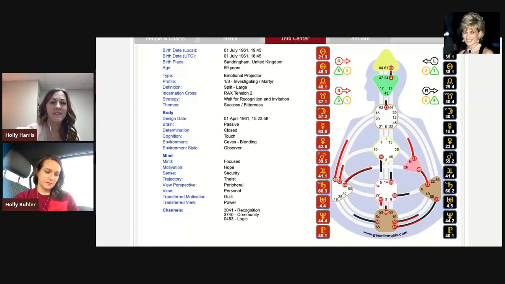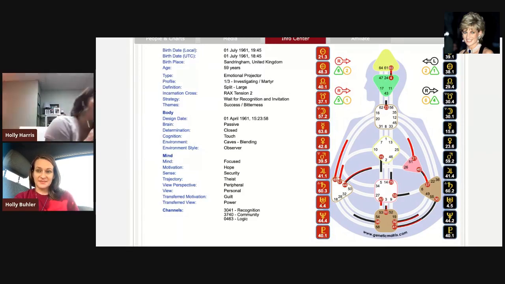And then she's got this gate 30 to 41, which is the channel of desire. And so she probably has this great desire to go out and experience life, and she can't. And the gate 41 is really interesting because that's the gate of fantasy. So she has the ability to see all of the possibilities, and she's not able to experience them. So it's intense.